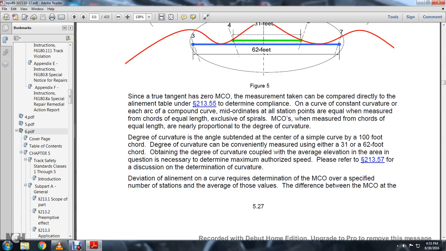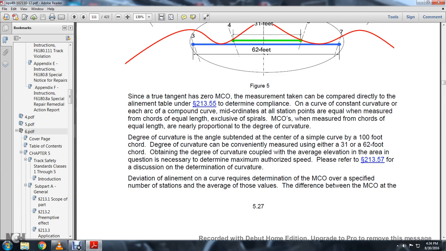The degree of curvature is the angle subtended at the center by the 100-foot chord of the curve. The degree of curvature can be conveniently measured using a 62-foot chord. Obtaining the degree of curvature, coupled with the average elevation and the speed equations, is necessary to determine the maximum authorized speed. Please refer to section 213.57 for the discussion of speed determined with curvature.